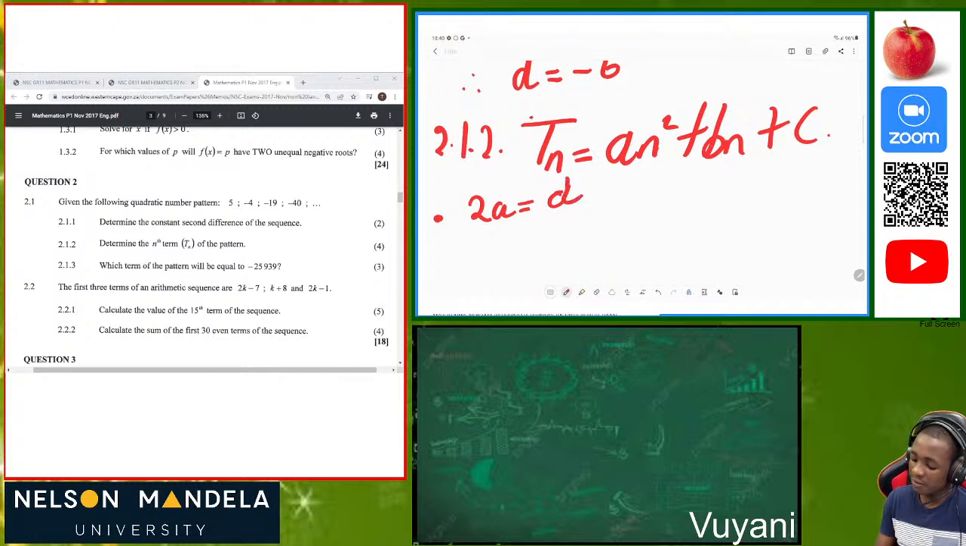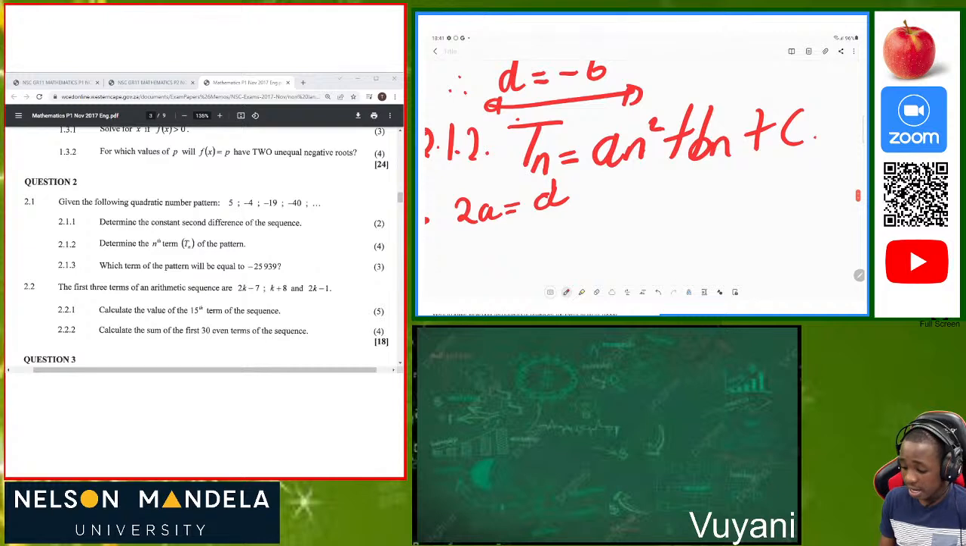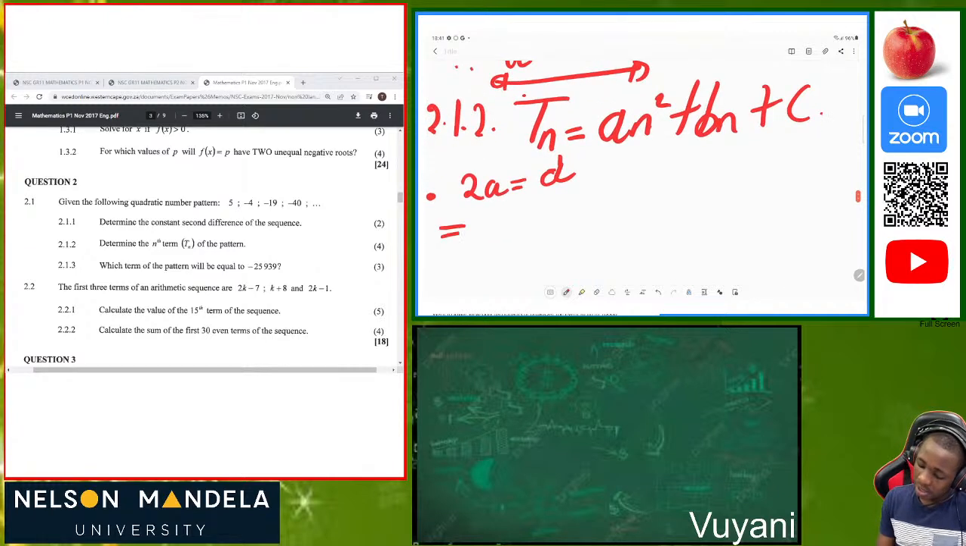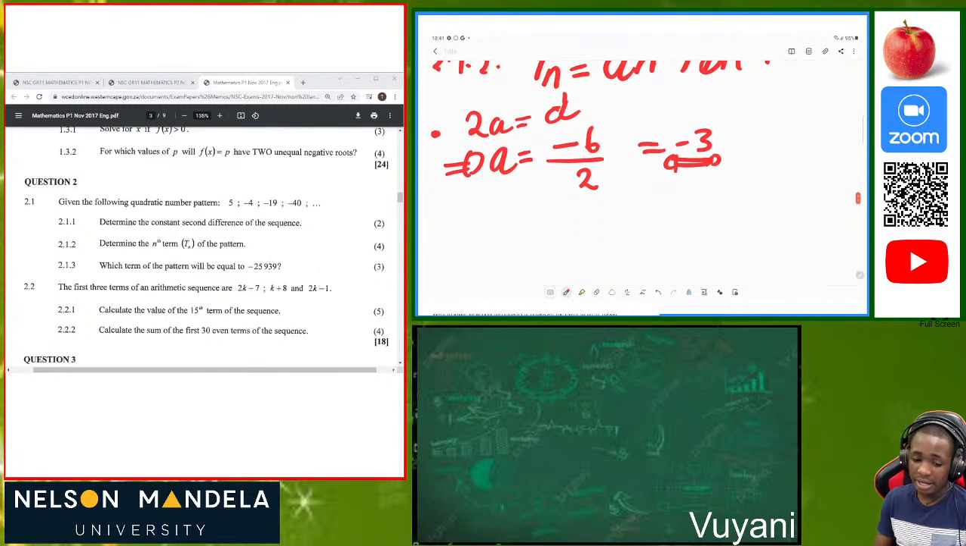What is our constant difference? Our constant difference, which we have calculated here, is negative 6. So now our a will be equal to negative 6 divided by 2, which is equal to negative 3. So basically our a is negative 3.